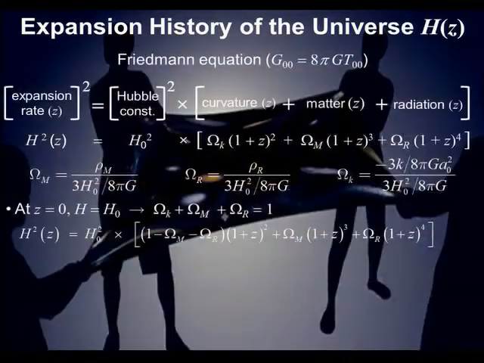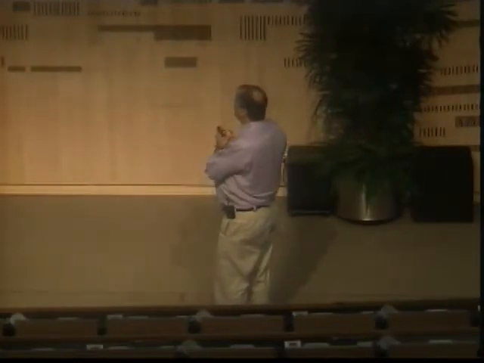Now it looks like there are 3 constants to determine in addition to the expansion rate, the Hubble constant, but in fact there's not that many to determine because at z equal to 0, the present expansion rate is equal to H0. So at z equal to 0, we have to have omega k plus omega matter plus omega radiation equal to 1. So this removes one of the constants in the determination, and the expansion rate as a function of redshift can be expressed in terms of omega matter and omega radiation.